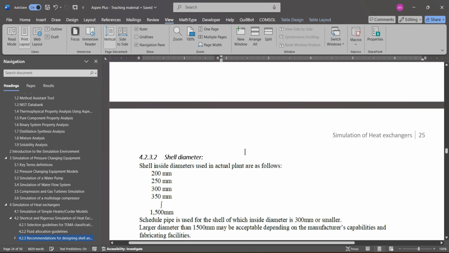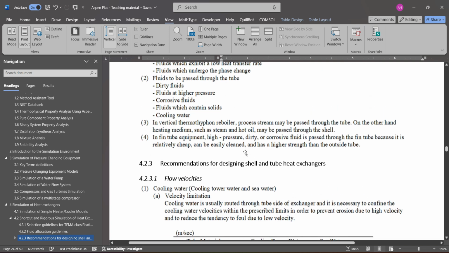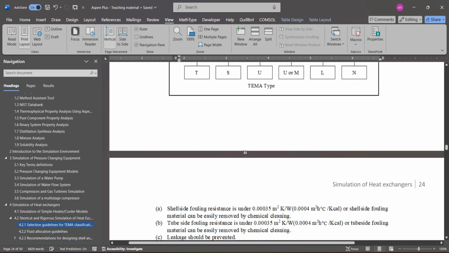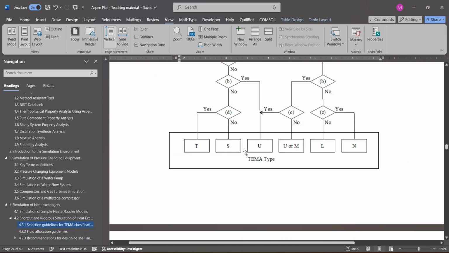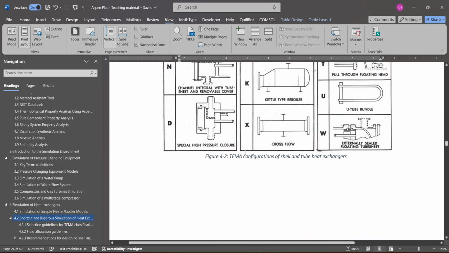So that's the very basic background check. If you want to add anything in the general discussion, otherwise we can get into the simulations.